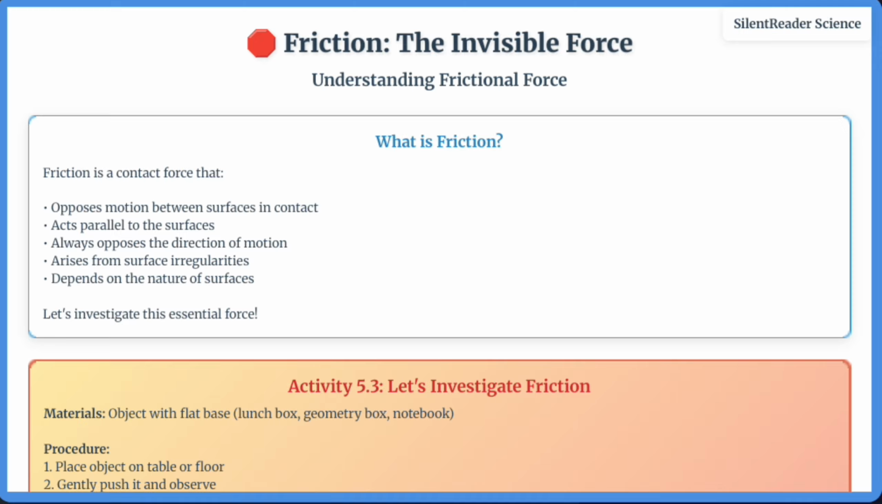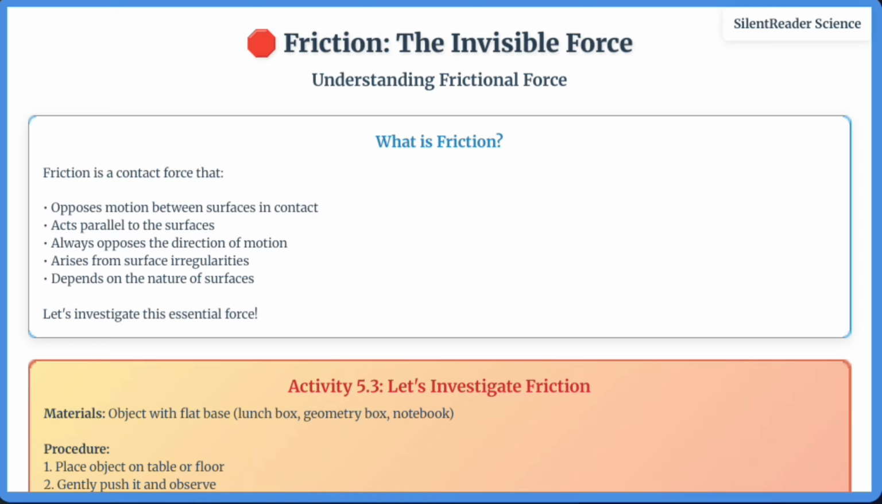In Activity 5.3, we'll investigate friction by pushing an object across a surface and observing how it eventually stops due to friction. In Activity 5.4, we'll explore how friction depends on the nature of surfaces by testing the same object on different surfaces like glass, cloth, wood, and sand. We'll discover that rough surfaces create more friction than smooth surfaces.